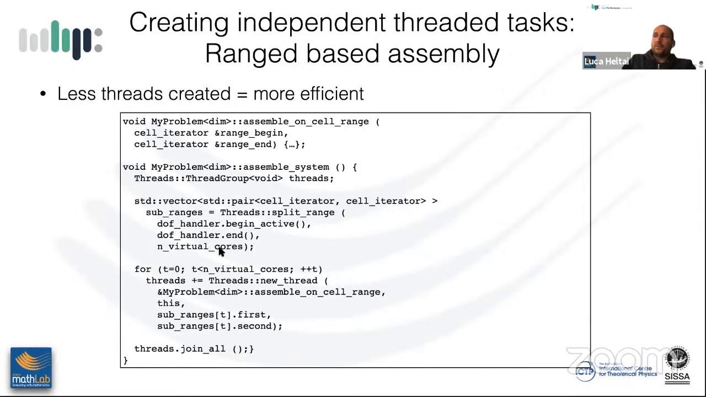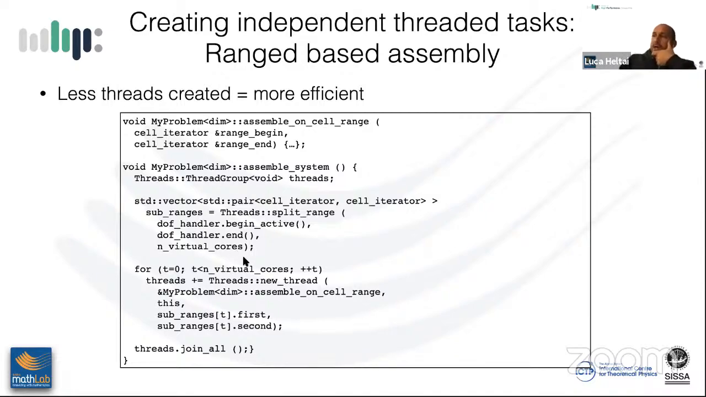Now, at this point, you know that you have a set of iterator ranges. Say, for example, you have 100 cells and 10 processors. You want to go from 0 to 9 on the first processor, from 10 to 19 on the second processor, from 20 to 29 on the third processor, and so on and so forth. This allows you to do precisely that, and it does so in a balanced way so that you don't have too many differences between the various ranges. Okay.